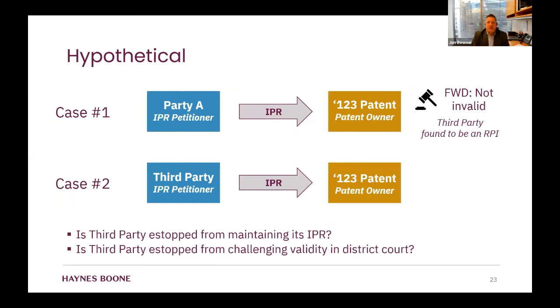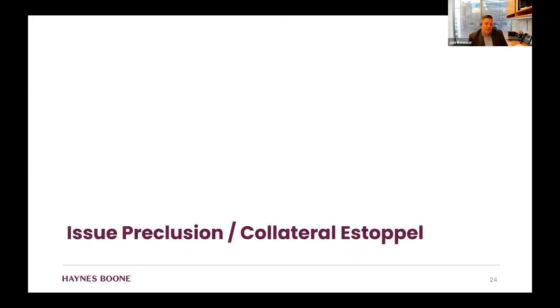So here is an overall picture of that hypothetical scenario. The board determines that the patent is not invalid and the third party was found to be an RPI. So the questions are, is the third party estopped from maintaining its own IPR? And is the third party estopped from challenging validity in district court? One question that may arise in this scenario is whether issue preclusion means that the third party is stuck with the finding of RPI status from case number 1, even though the third party was not a party to that proceeding. If so, the third party could be estopped from continuing its IPR and from pursuing invalidity challenges under 102 and 103 in district court. Go to the next slide, Angela.